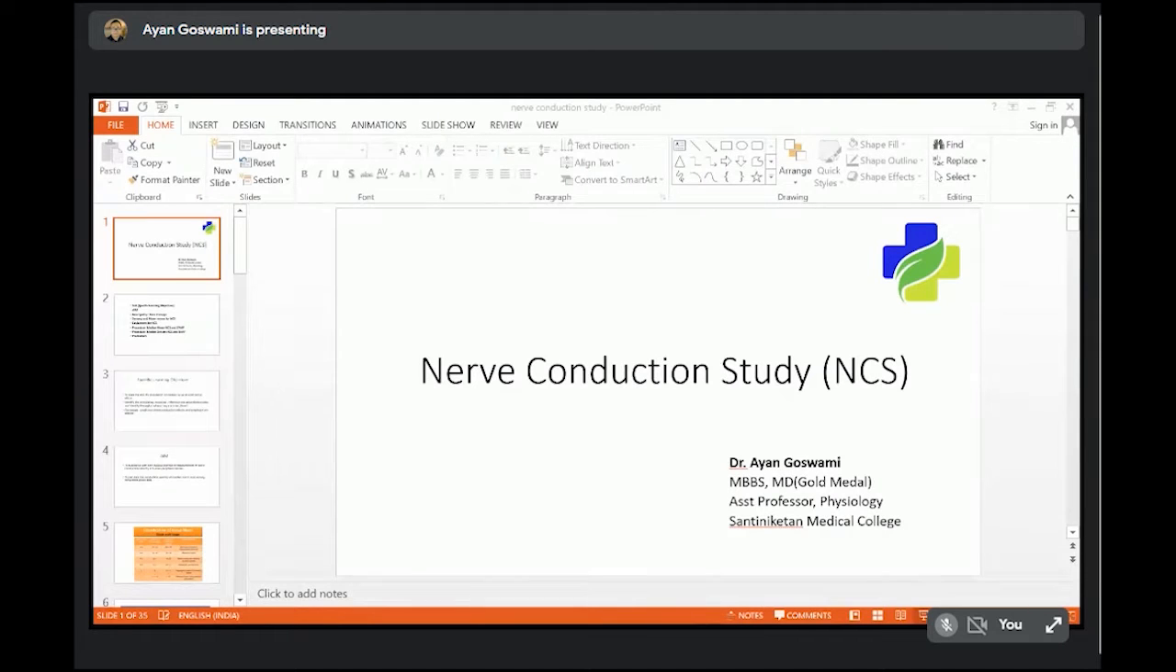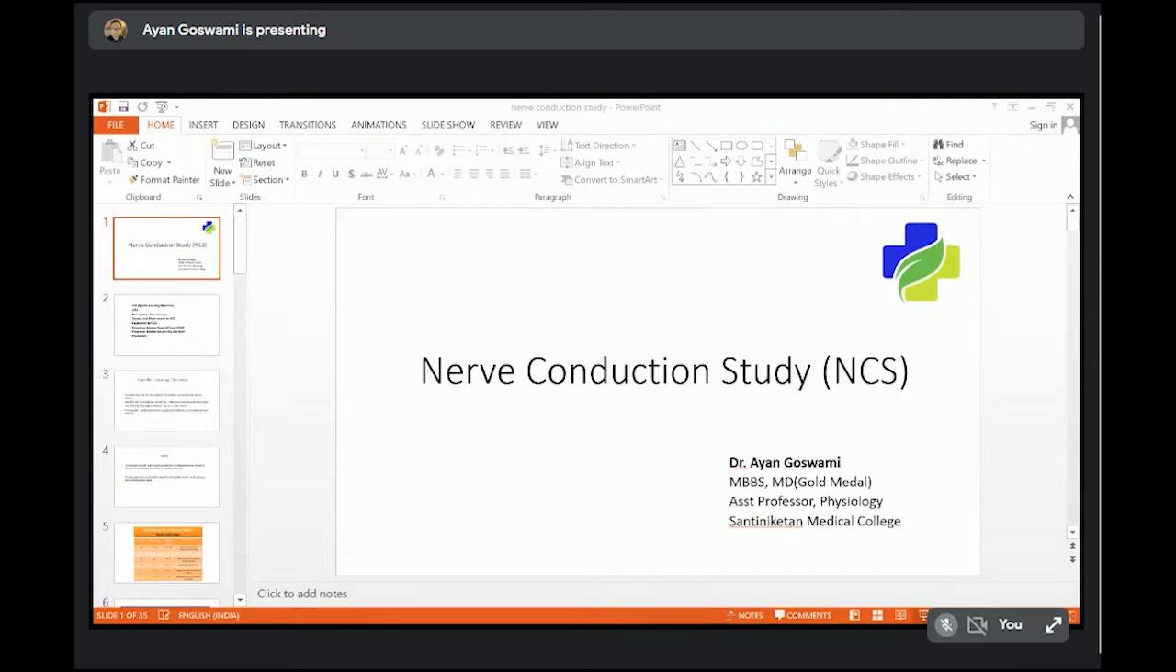Basically in nerve conduction study, we study sensory and motor nerves: in the upper limbs, the radial nerve, the median nerve, the ulnar nerve, and in the lower limb, the common peroneal nerve, tibial nerve, and sural nerve. These are the nerves we commonly use for nerve conduction study. Then we will show you the equipment for nerve conduction study.